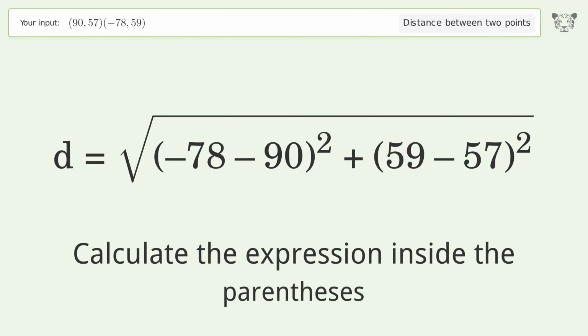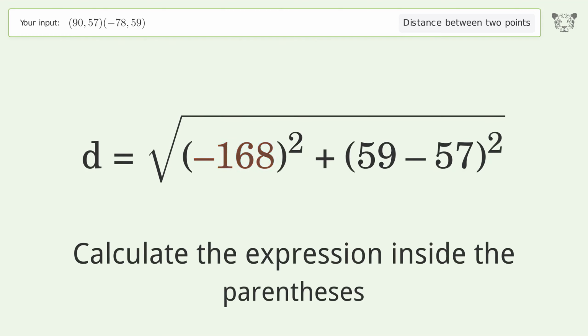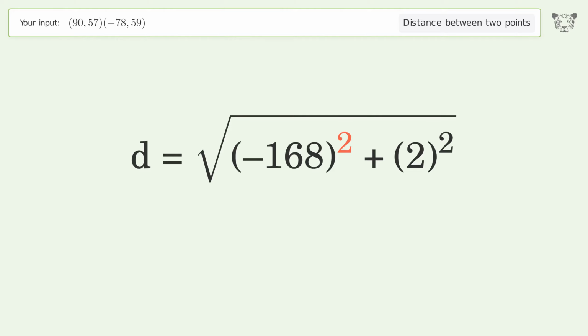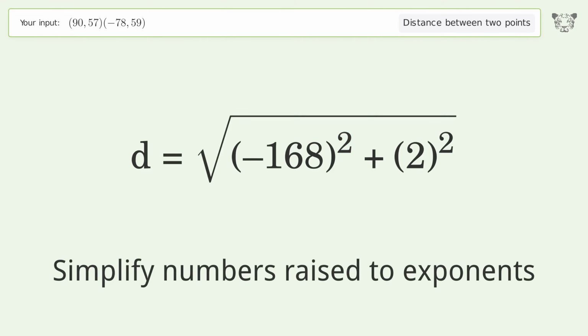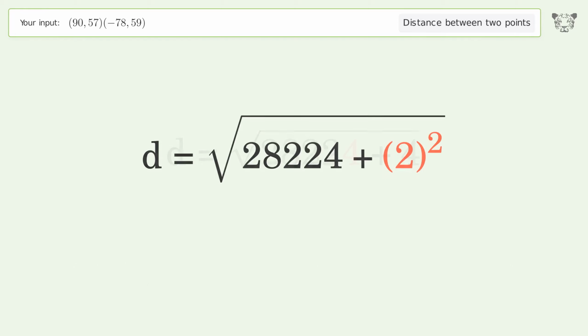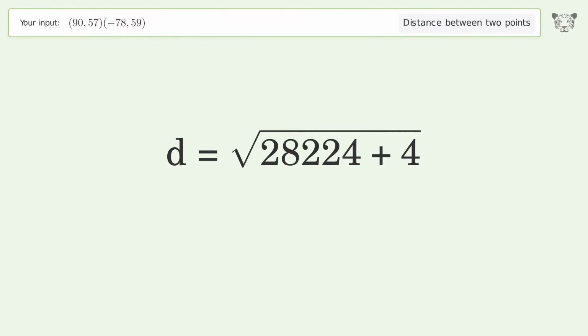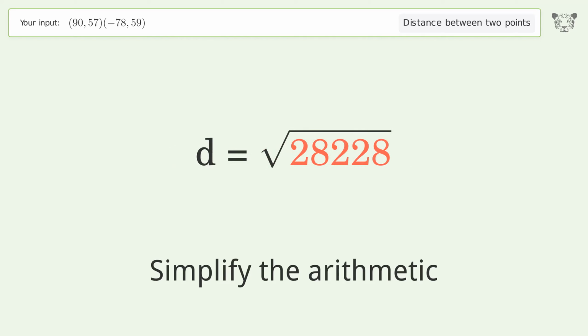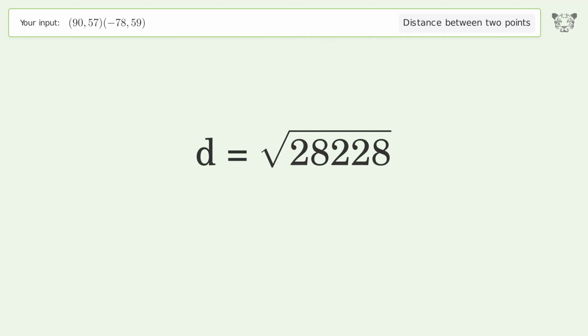Calculate the expression inside the parentheses. Simplify numbers raised to exponents. Simplify the arithmetic. And so the distance between the 2 points is the square root of 28,228 or 168.012.